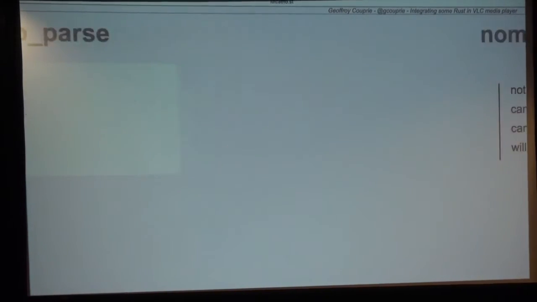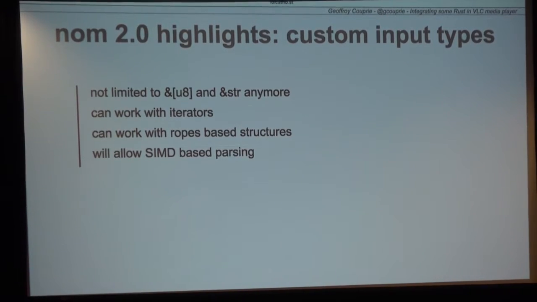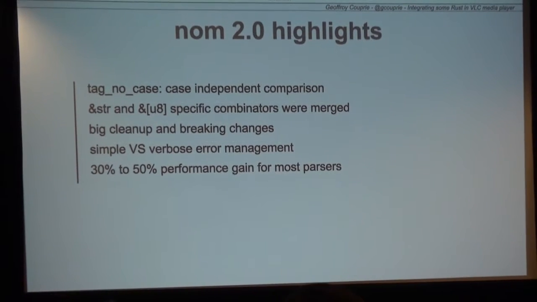And after that, a few things. We have custom input types, so no more byte slice or string limits. You can do that on anything else, and you can work with ropes, where you have a structure that has a contiguous buffer abstraction, but is really a lot of different buffers. So nom can work with that, and we can do some pretty fun stuff with this. And that's it.